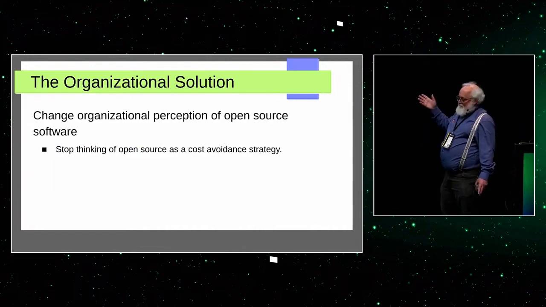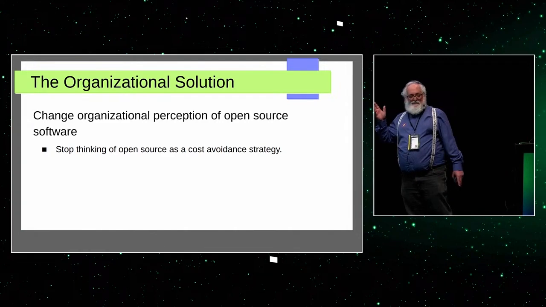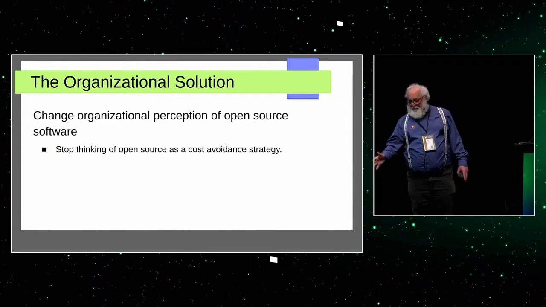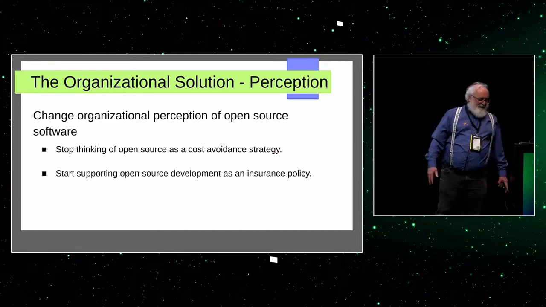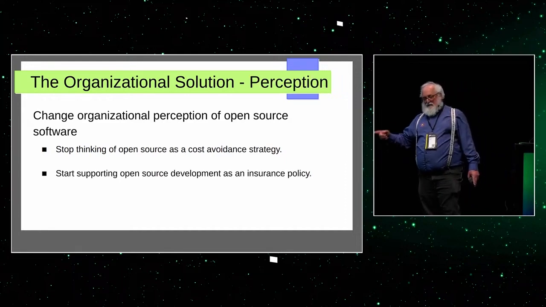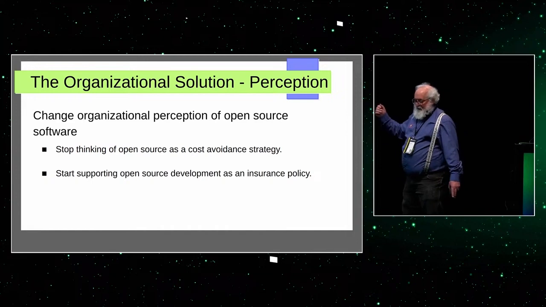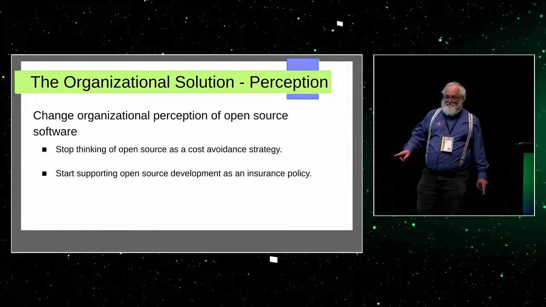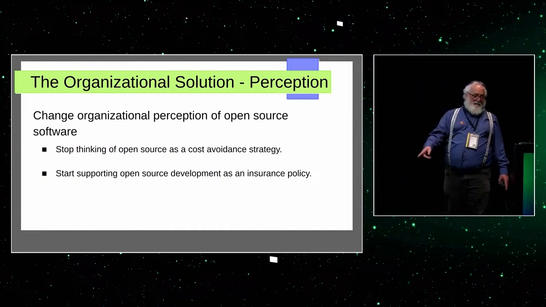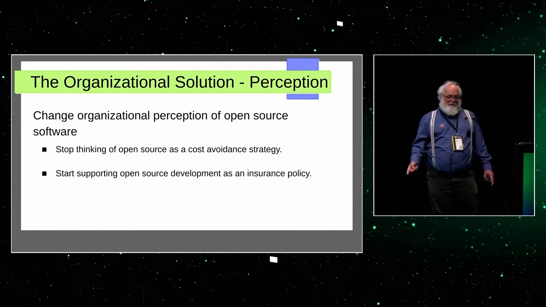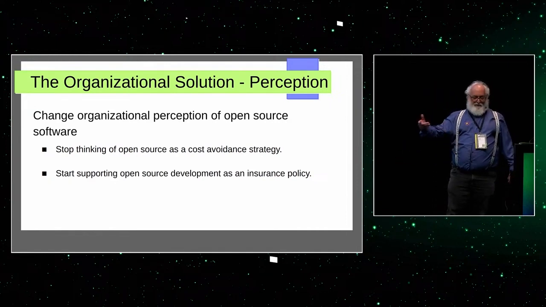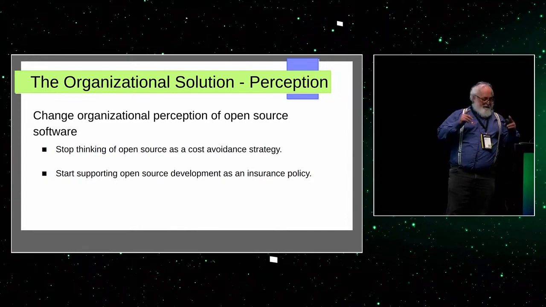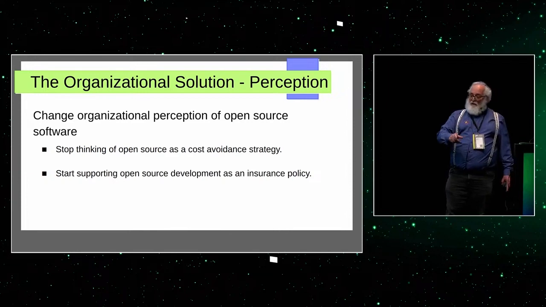First thing is, change the organizational perception of open source software and stop thinking of open source as a cost avoidance strategy. All right? And the second is to start supporting open source development as an insurance policy. All right? So every euro that a company puts into open source development is a euro they're not going to have to spend when the project in Nebraska collapses. And every euro they invest in an open source project will buy goodwill from that ecosystem.